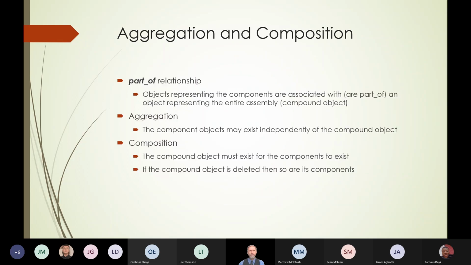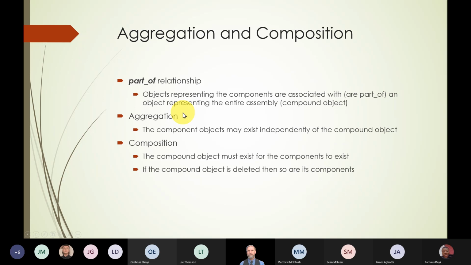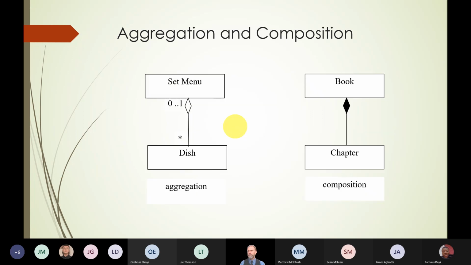So the aggregation there says, well, we're serving fish and chips, we're serving steak, we're serving ice cream. They exist on their own, but we're going to create a set menu from a certain number of those dishes. We don't know how many. But we may or may not have a set menu. The dishes will still exist, but the set menu may or may not. We could have 0, we could have 1. So that's aggregation. Those dishes will still be available regardless of whether or not we've set up a set menu.